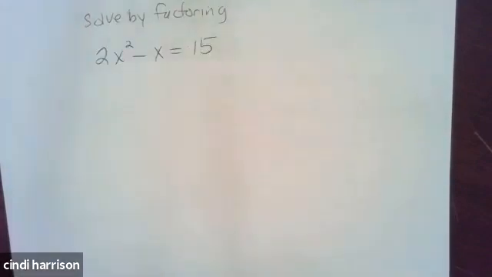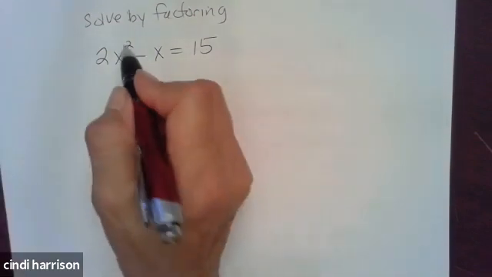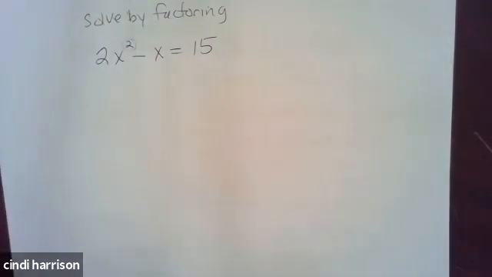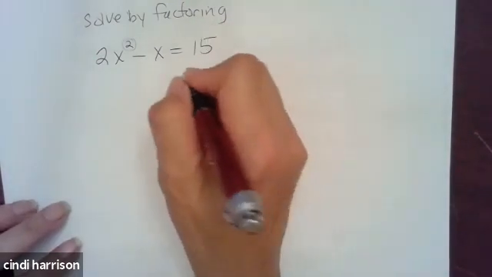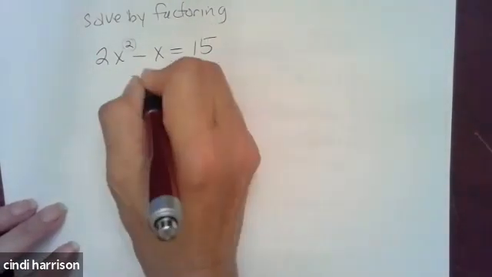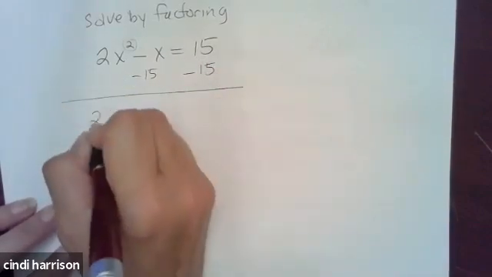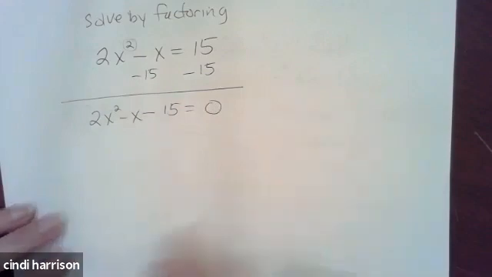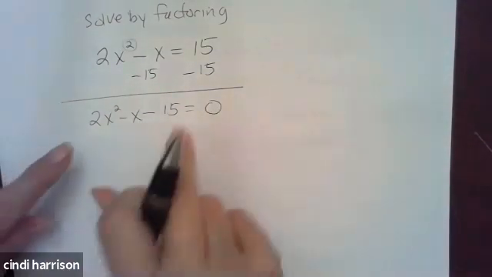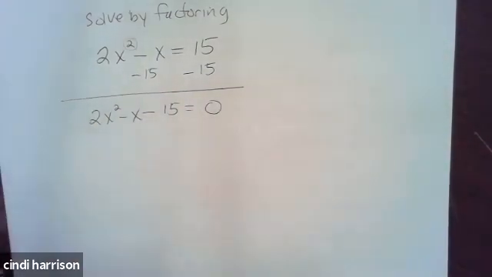Because if you have done the last two sections, you know we've learned two other methods now for solving quadratics. And this is a quadratic. We know that because x is squared. So the first thing we're going to need to do is set it equal to 0. So we're going to subtract 15 from both sides. And then we're going to factor. So this looks very similar to the one we just did. Funny how that works out sometimes.